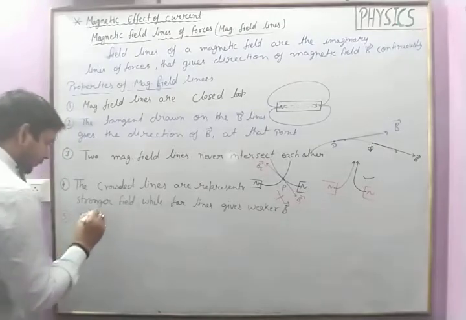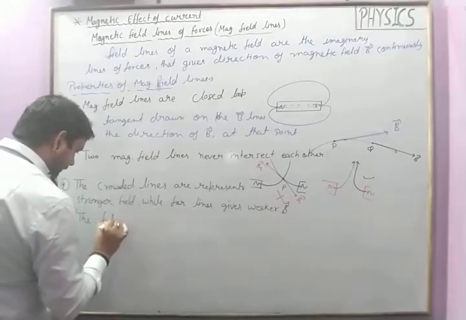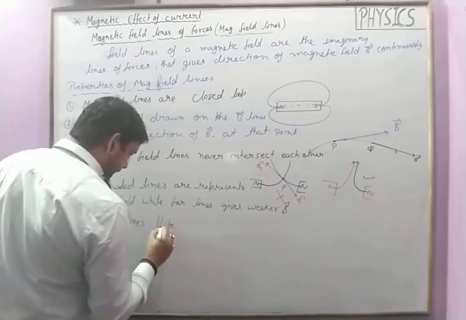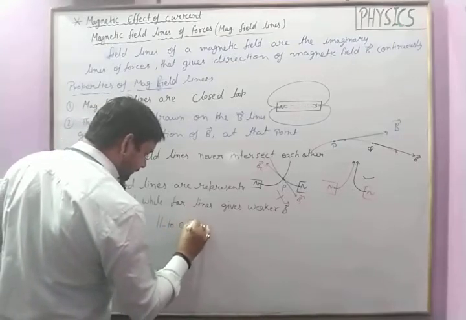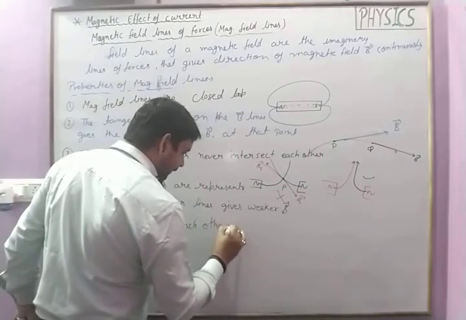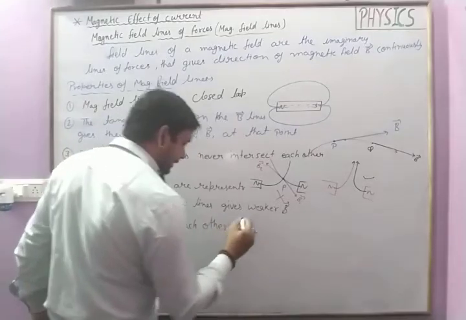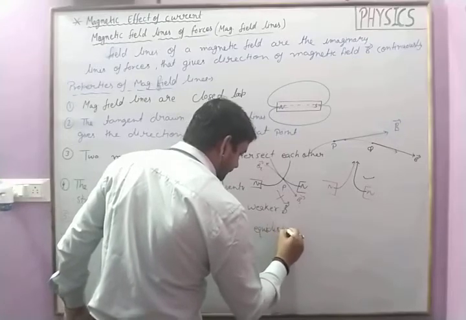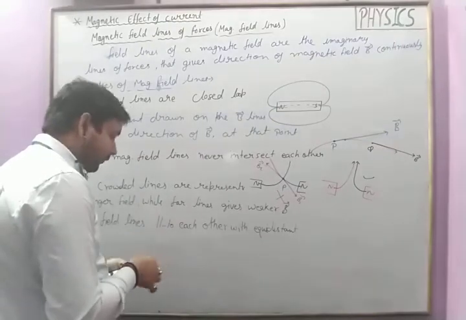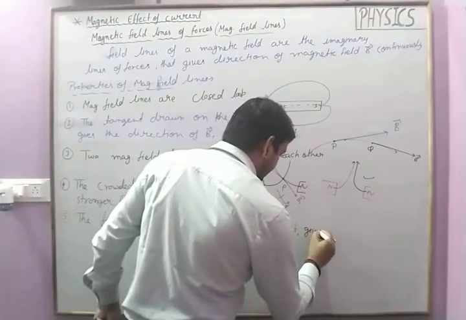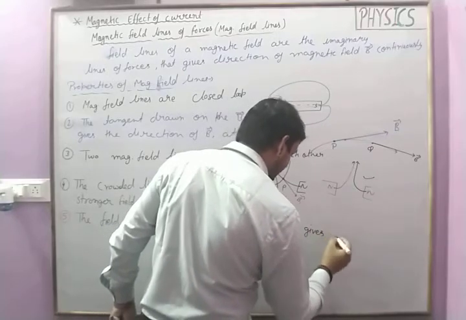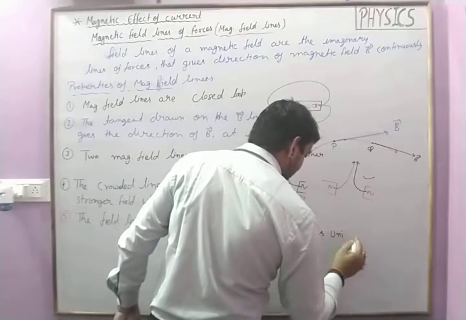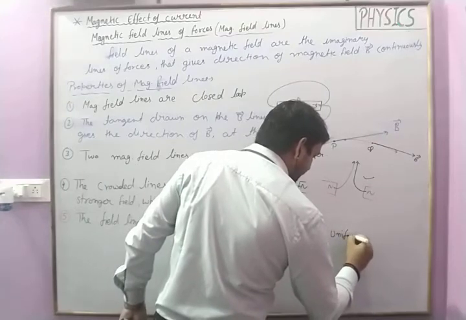Okay, fifth point is the field lines parallel to each other with equidistance give a uniform magnetic field.